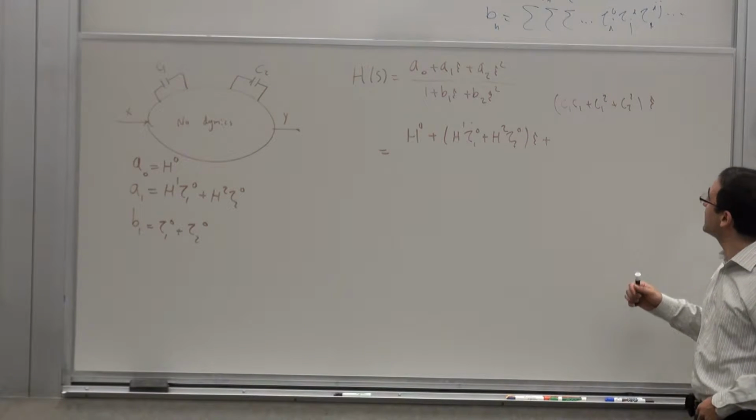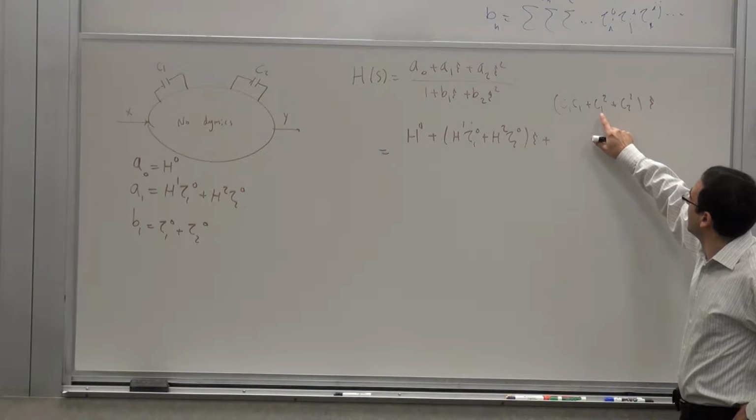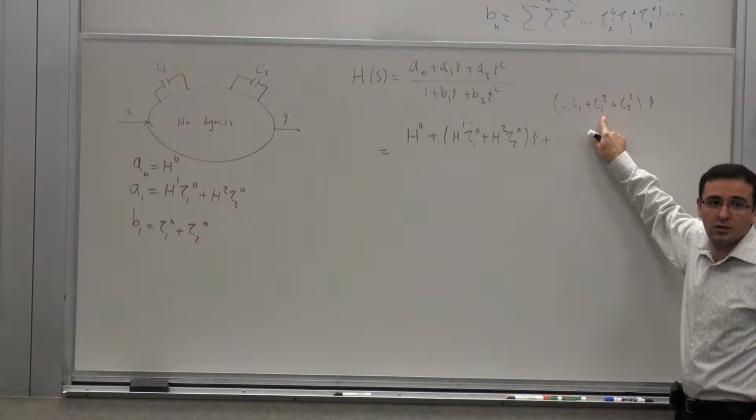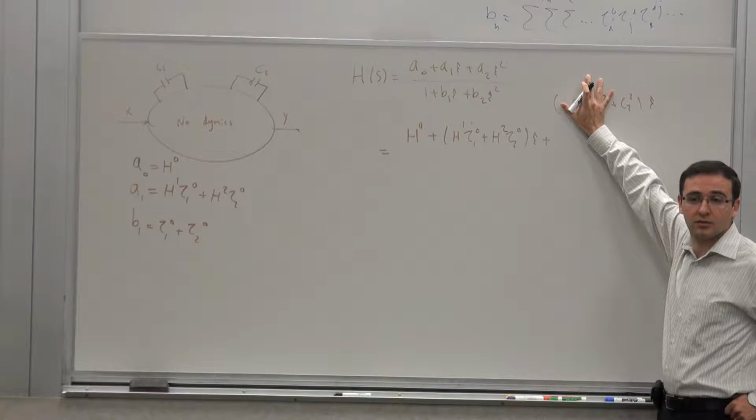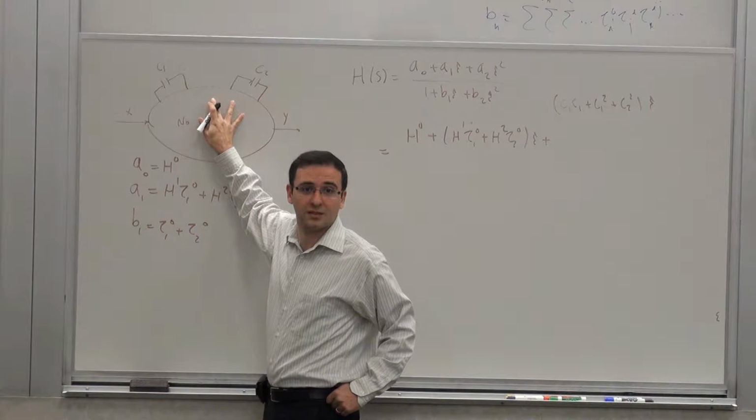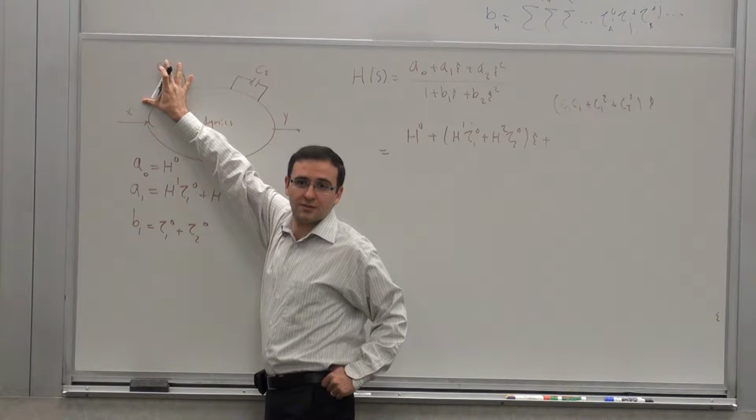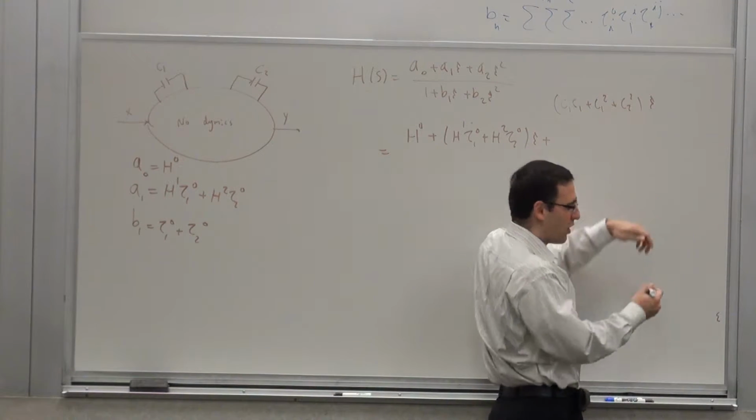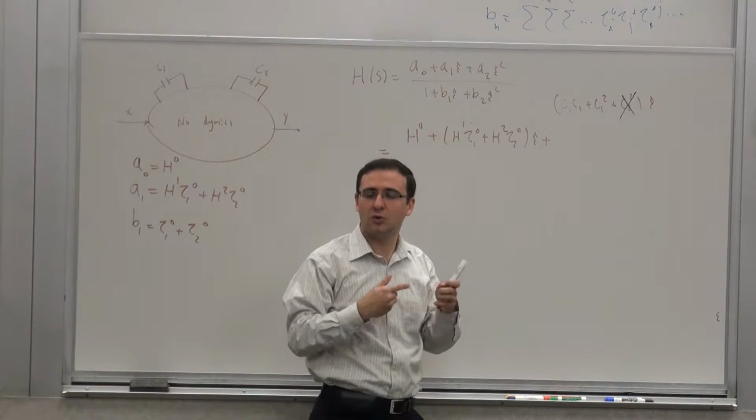Now, if I set C1 to 0, these two terms become 0. But this term remains non-zero. Let's say C1 is 0 and C2 is non-zero. If C1 is 0, I should get a first order system, because I only have one capacitor. But this term gives me a second order system. So by this argument, this cannot exist. It has to be only the multiple cross terms.